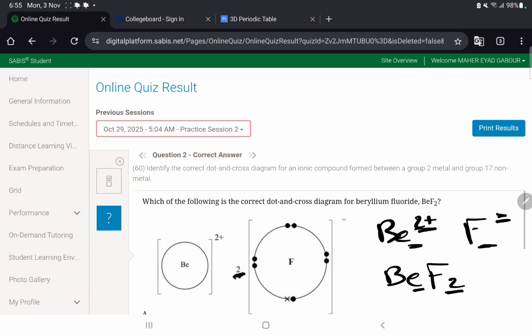When we got the BeF2, we know that there has to be two Fs. So this one is looking right so far. It has to have the minus sign, and it has the minus sign. This one has to have the plus sign, and it has the plus sign. And it has to have one cross. Why only one cross? Because there are two Fs, and if this one only loses two electrons, it will distribute one electron for one F and the other electron for the other F.